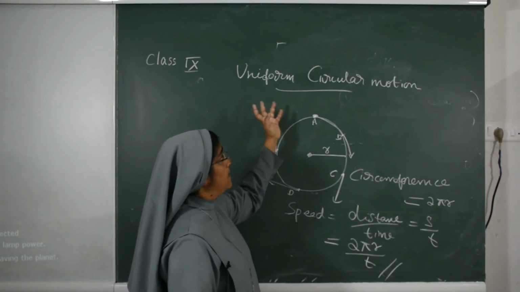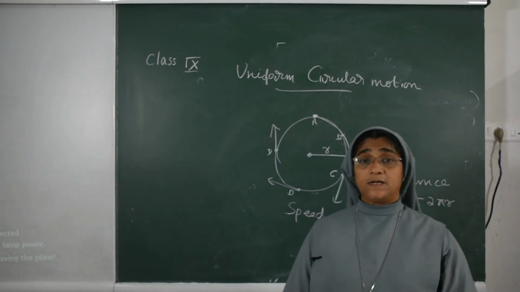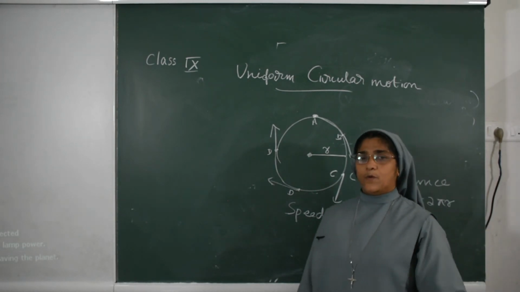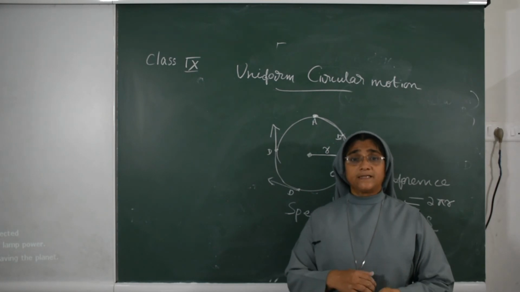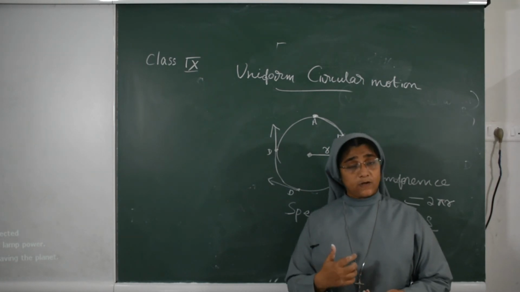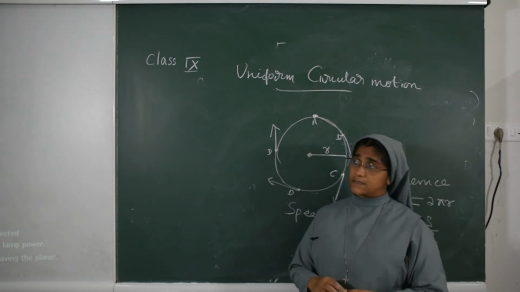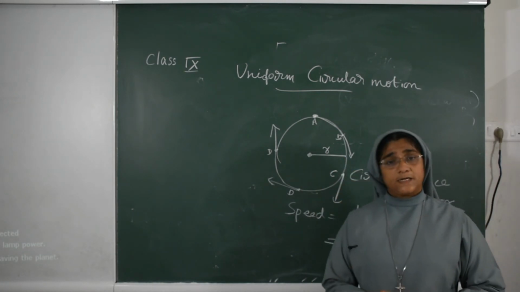What are examples of uniform circular motion? You can say the motion of the moon and the earth, an athlete moving, or a cyclist moving in a circular path at a constant speed. These are examples of uniform circular motion.